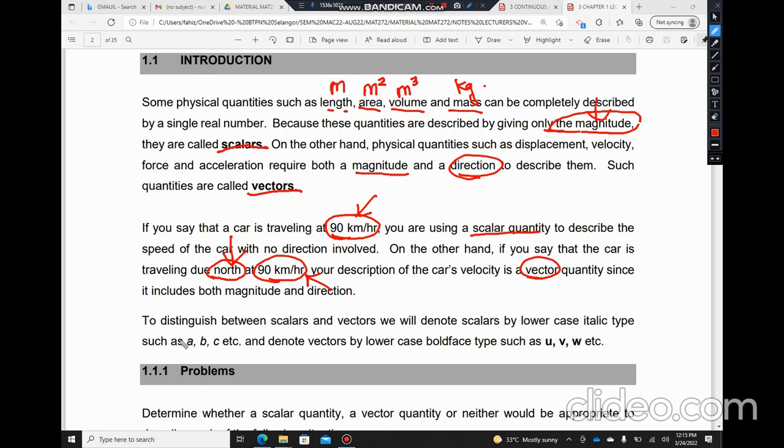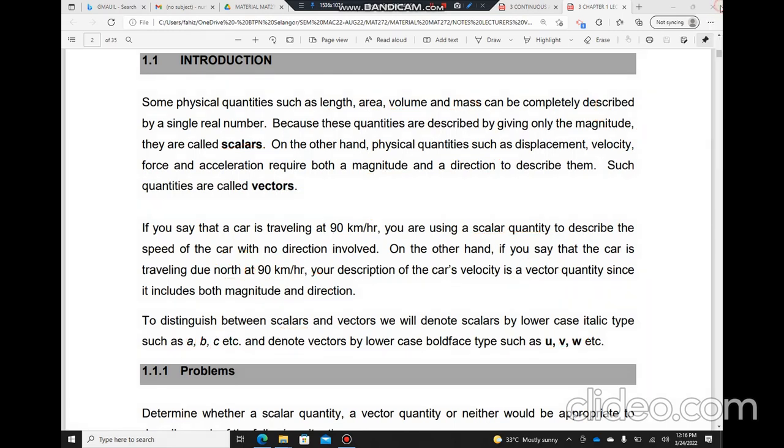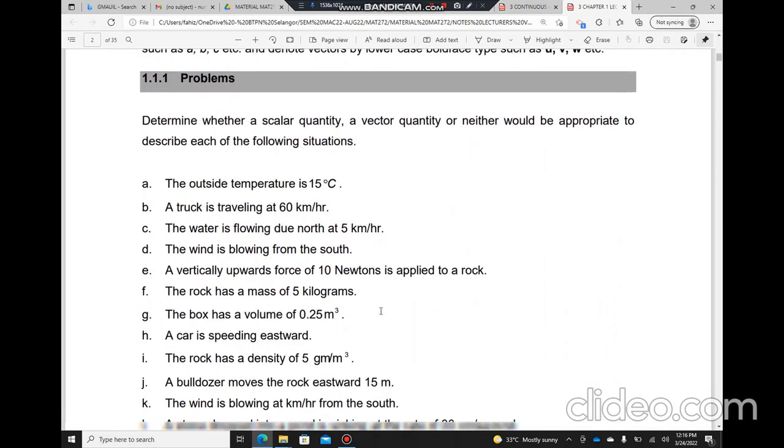Okay. Then untuk bezakan scalars and vectors, for scalars we use italic type, lowercase, huruf kecil tapi kita italickan, and then untuk vector kita guna lowercase tapi kita boldkan. So yang ni untuk kita senang nak identify which one is scalar, which one is vector. Okay, so as introduction, first tu kita kena tahu dulu beza antara scalar and vector. Okay, next.